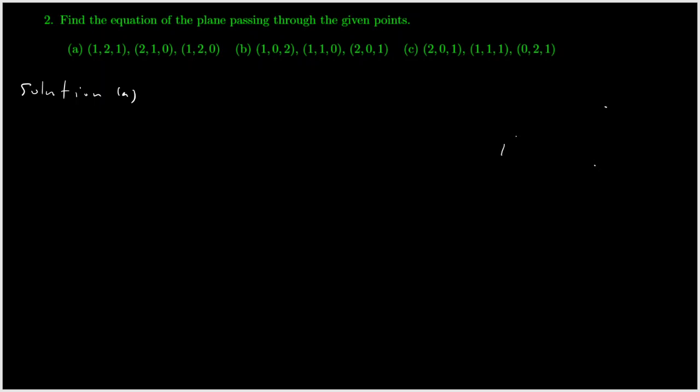Okay, say that point is P1. Actually, I'm going to call the first point P1 so that it's easier for me to use notations. I will use P1 to denote the first point, which is the point with x coordinate of 1, y coordinate of 2, and z coordinate of 1. Okay, and I'm going to use P2 to denote the second point, 2, 1, 0. I'm going to use P3 to denote the third point, 1, 2, 0.